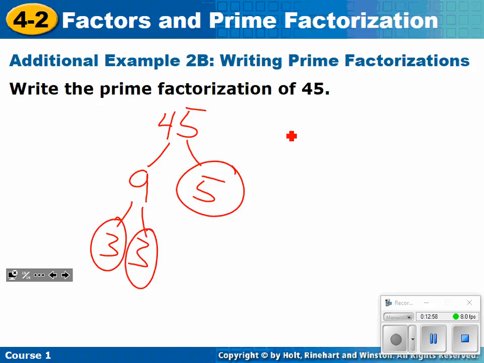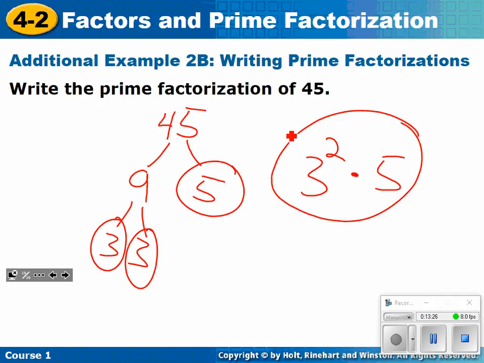Okay? Now, you are going to be asked to write the prime factorization of 45. Here's what I want you to do then. I want you to take 3 times 3 times 5. How many 3's do I have? 2. So we write 2. I'm sorry. Yep, don't make that mistake. 3 to the 2nd power times 5. And that is your prime factorization.